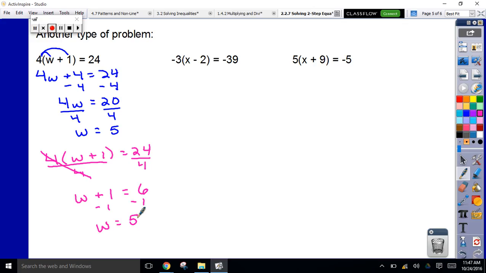Okay, so I don't care which way you do it. I tend to gravitate toward doing it the first way just because my brain always shoots to that one first. But this way is actually simpler and quicker. So we're going to do this one the second way that I showed you.